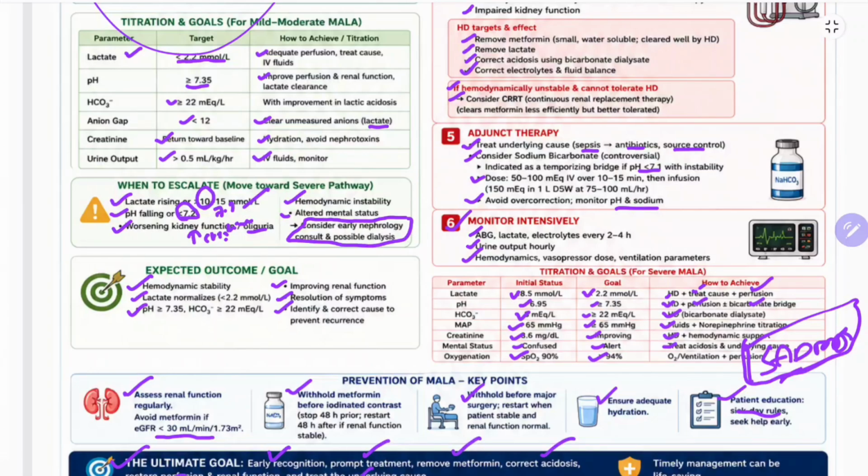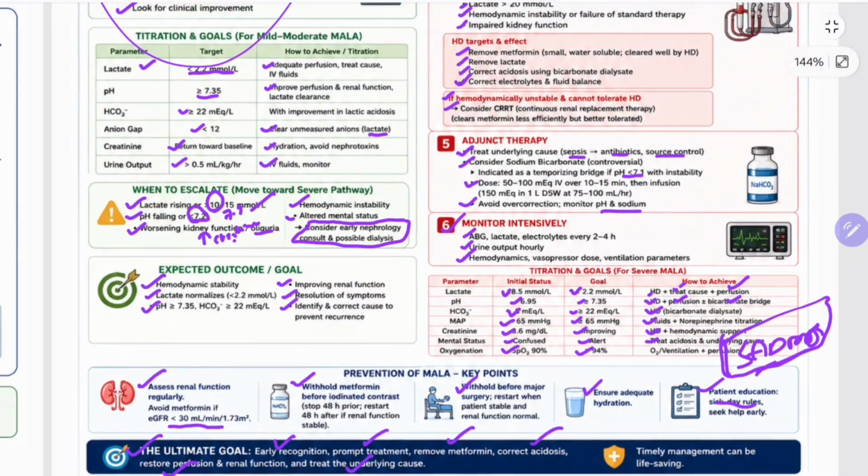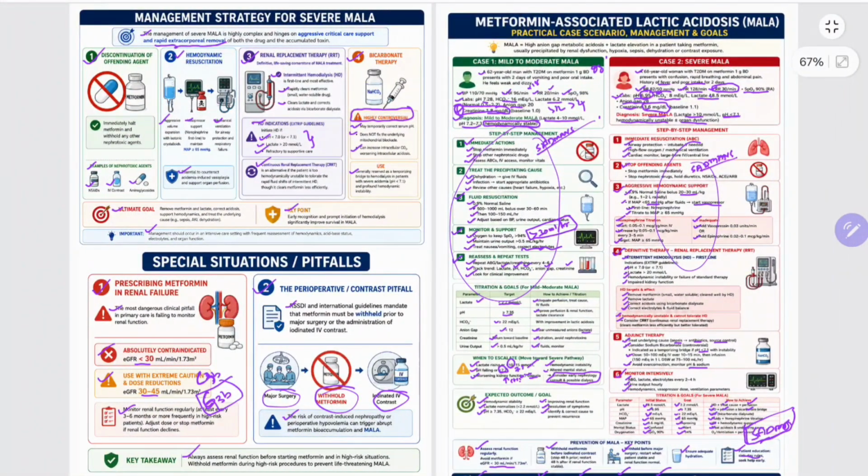function, treat the underlying cause. Timely management can be life-saving. That's all about the acute complications of type 2 diabetes mellitus. Thank you.